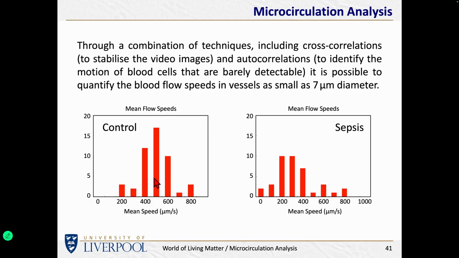One of the first things I did was ask the clinician, my software appears to give me an answer of 500 microns per second for a healthy patient. Is that right? And the clinician said, don't know. I can tell you when it looks right, but I can't actually tell you. I'm not sure anybody has actually calculated how fast blood cells move through a capillary network for a healthy human.